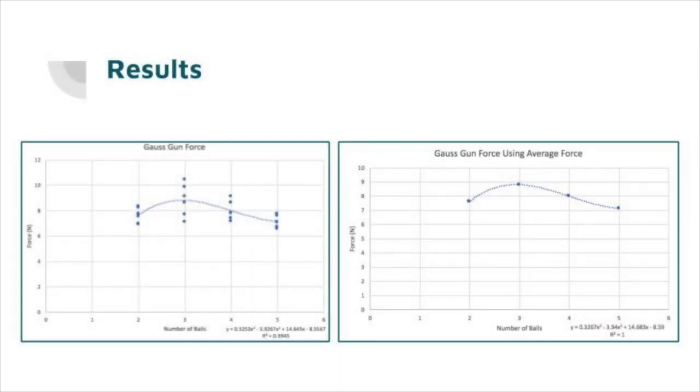After collecting data from each of the 6 trials using our Gauss gun, we then graphed the results using Excel. On our x-axis is the number of balls, and the force measured using the IOLab is on the y-axis. The first graph shows all the data points we used, while the second graph shows just the averages from each of the number of balls.